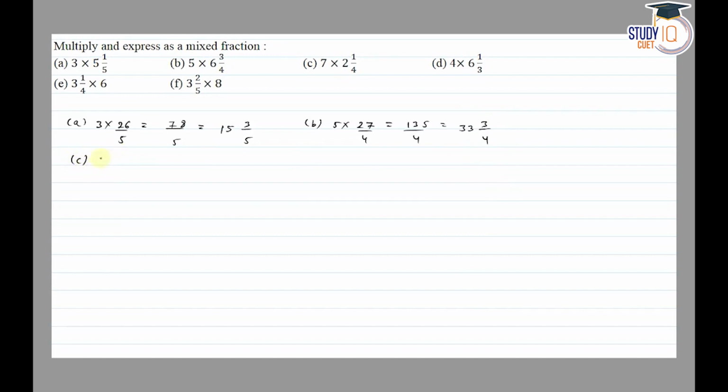Part C is 7 into 4 into 2 8 plus 1, 9 by 4 is equal to 7 9s are 63 upon 4 is equal to 4 1s are 4, then 23, 4 5s are 20, so 15 and 3 by 4. Then part D, 4 into 6 3s are 18 plus 1, 19 by 3.